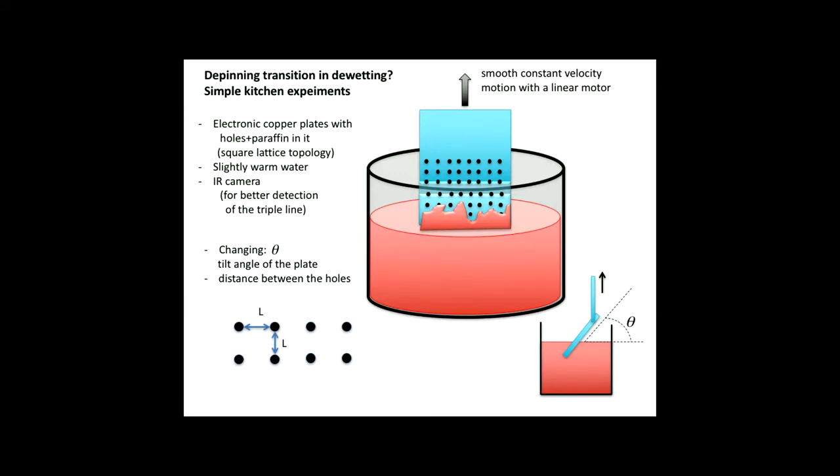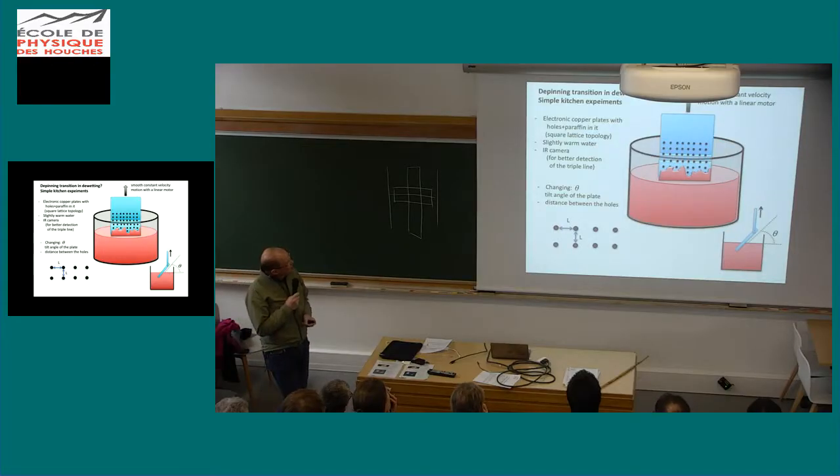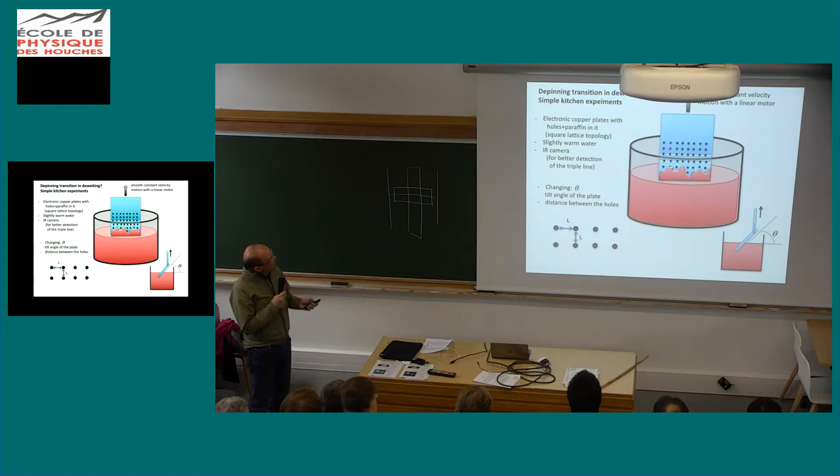Okay, so let me show you how the experiments were done. So we have a plate. On this plate, we put some pinning centers. In our case, we have an electronic copper plate on which we make holes. In the holes, we put some paraffin. And we have slightly warm water here. And we immerse this plate in the water. And then we are pulling it up with a smooth constant velocity. And we are observing this triple line, which is on the solid liquid surfaces.